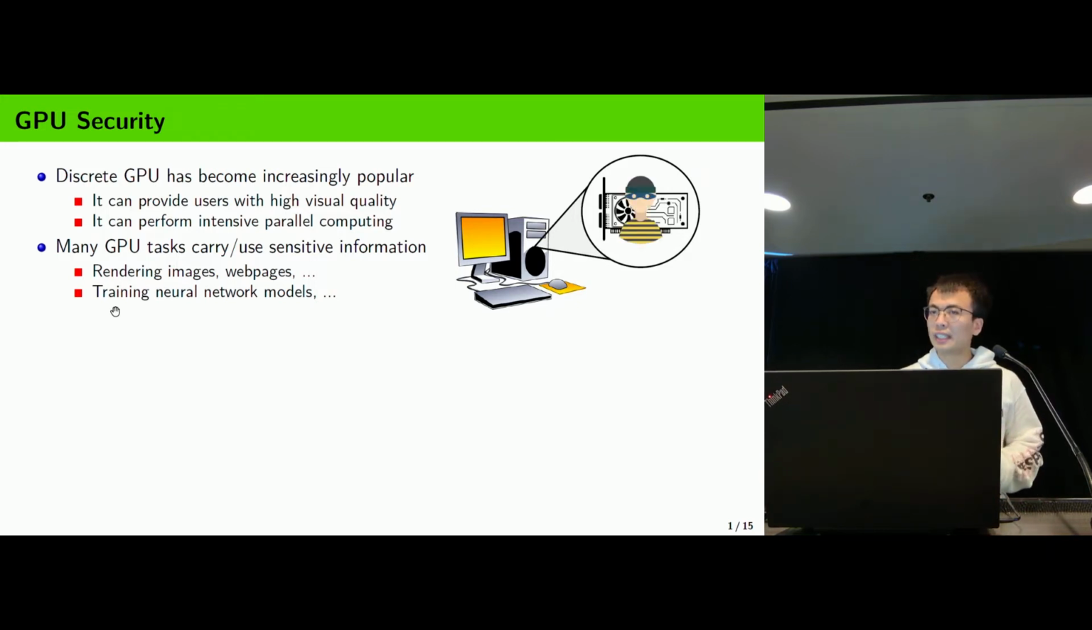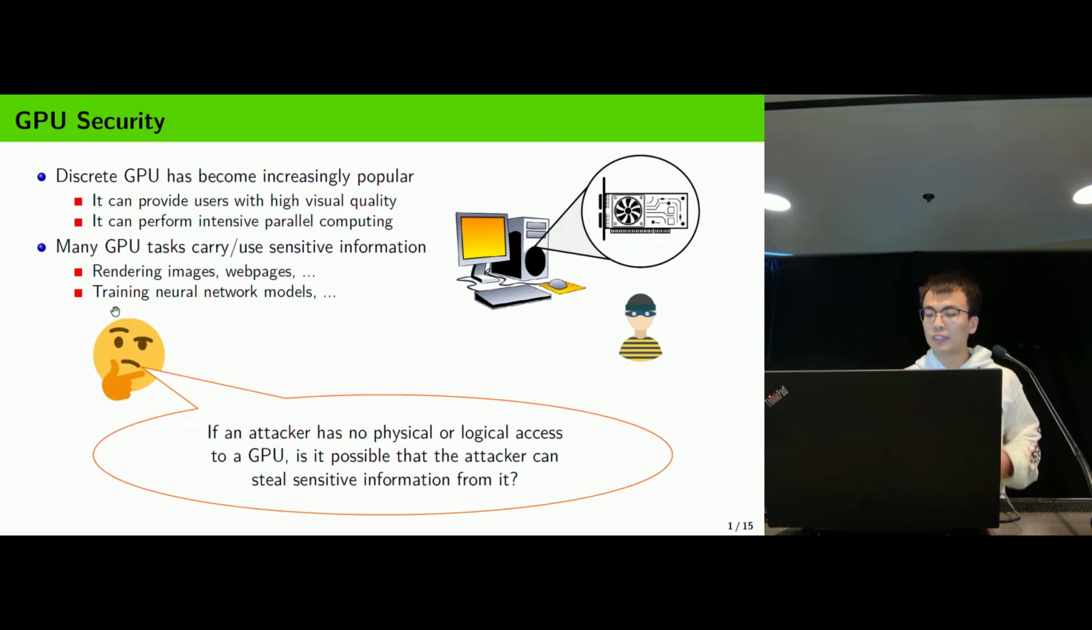However, all these existing attacks either need the attacker to have logical access to the GPU, or the GPU is physically accessible to the attacker. So our question is, what if an attacker has no physical or logical access to a GPU? Is it still possible to implement such attacks to steal sensitive information from it? Our work gives a yes to this question, and to the best of our knowledge, this is the first work achieving this.